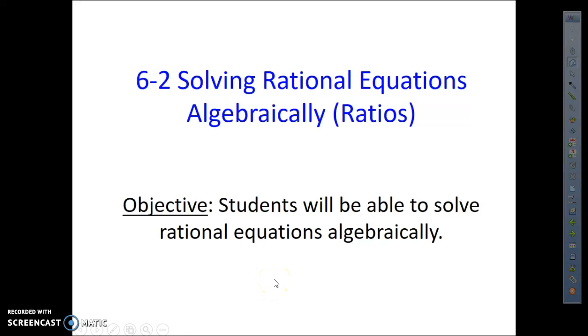Hello, in this video we are going to solve rational equations algebraically, and we're only going to focus on ratios. This topic will get a little bit harder in difficulty for the following lesson. Our objective is students will be able to solve rational equations algebraically.